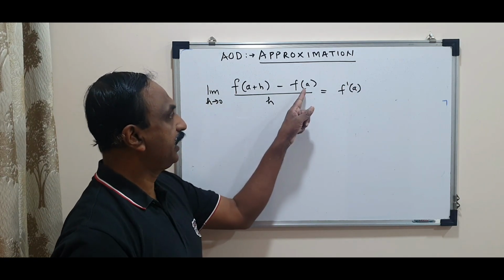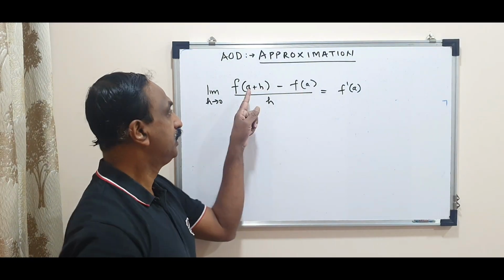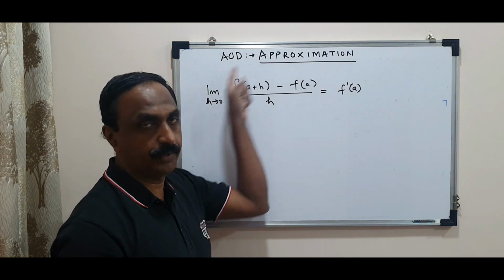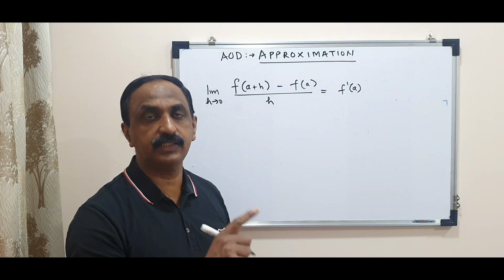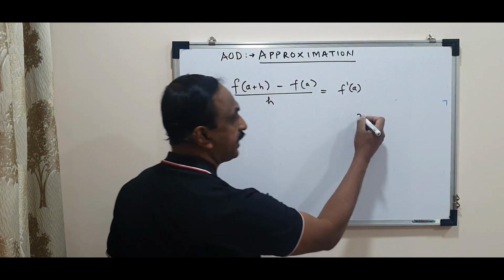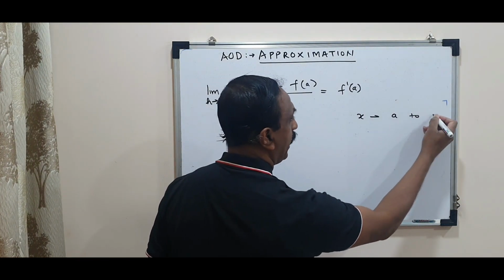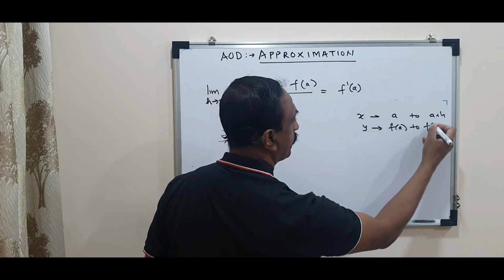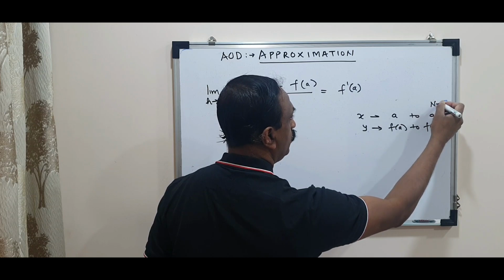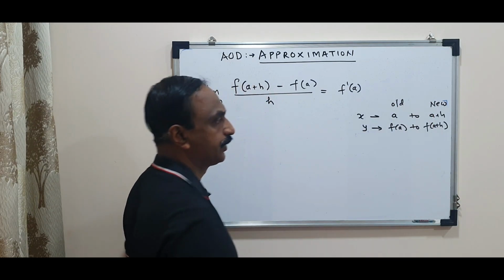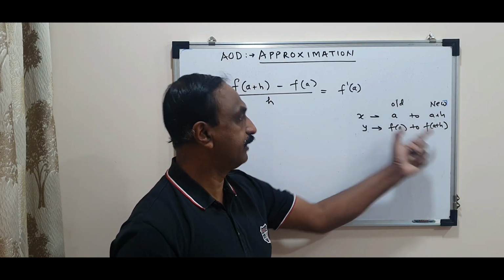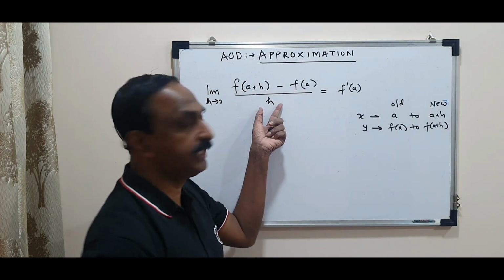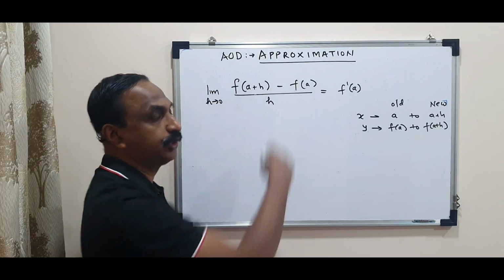That is, the initial value of the y coordinate is f of a. The new value of the y coordinate is f of a plus h. So this gives the difference. The numerator gives the difference in the y coordinate when x changes from a to a plus h. When x is changing from a to a plus h, the y coordinate changes from f of a to f of a plus h. So this is the new value, this is the old value. New minus old gives you the change. So the numerator is the change in y coordinate, the denominator is the change in x coordinate. So this is a ratio of change.